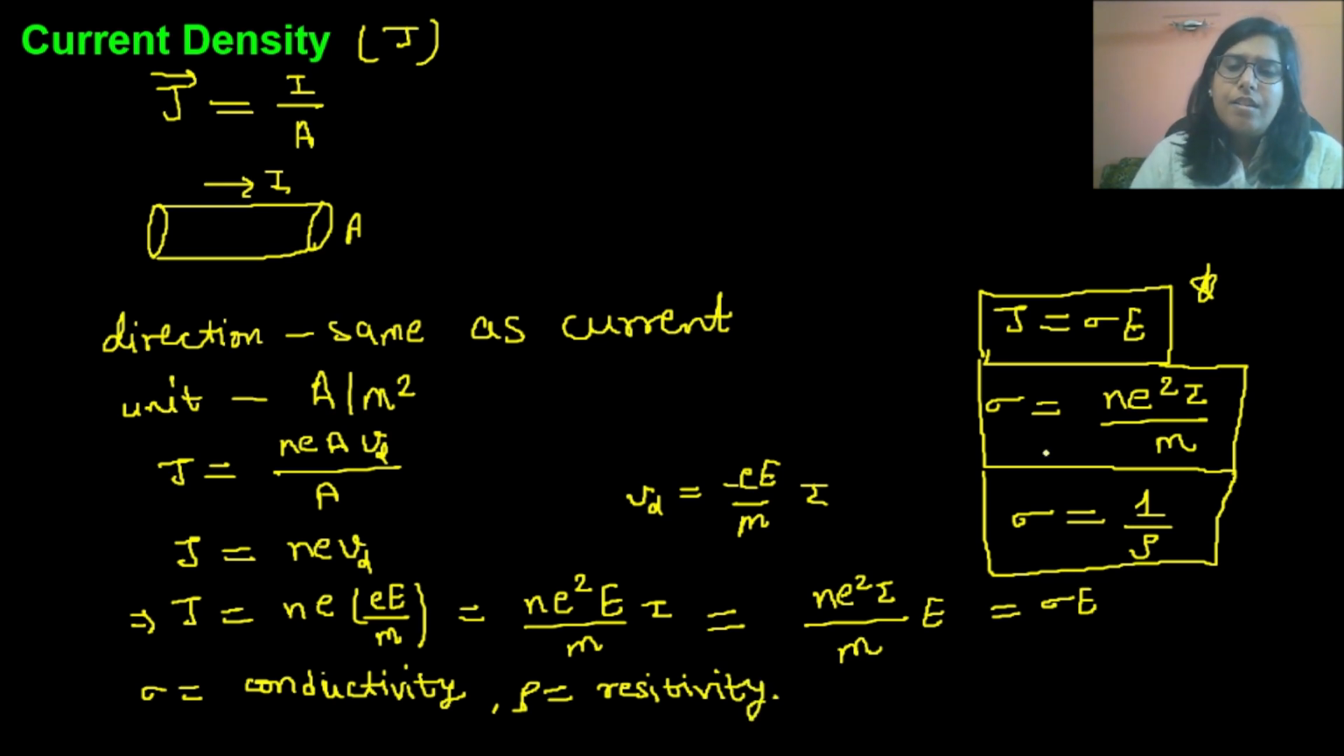Now tell me the unit of sigma. Unit of J is ampere per meter square, and unit of E is volt per meter, so we can calculate the unit of sigma, and the unit of rho will be the opposite of the unit of sigma. So remember these three formulas, and this one also, J equals I by A.